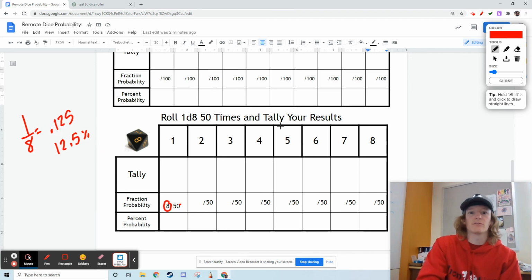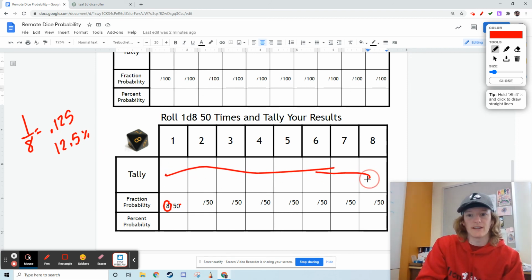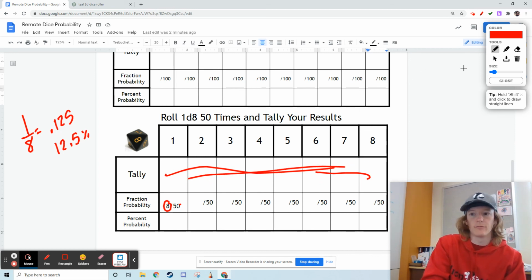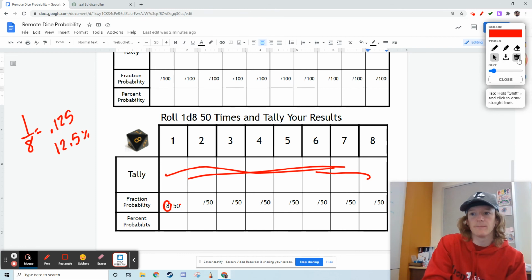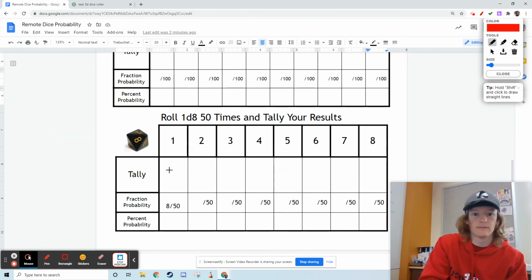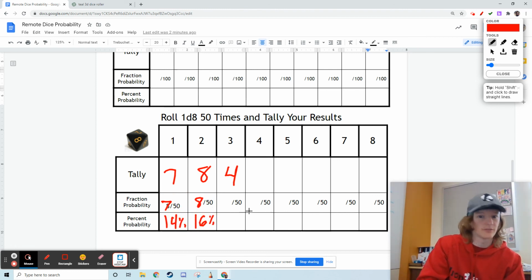All right, so just complete these tables. I don't need you to type your tallies. Where it says tally, you could just type in your number. We had this number 7 times. This one happened 8 times. This one happened 4 times. So you can just type that number in. Then 7 out of 50 would be 14%. And 8 out of 50 would be 16%.